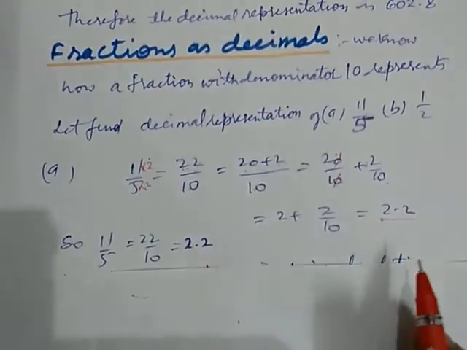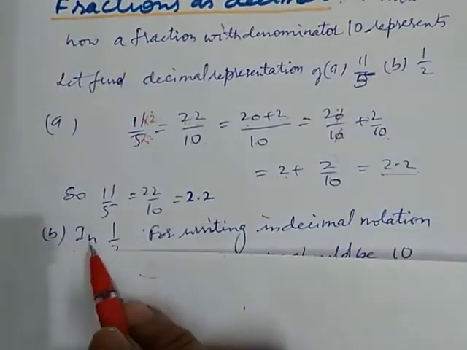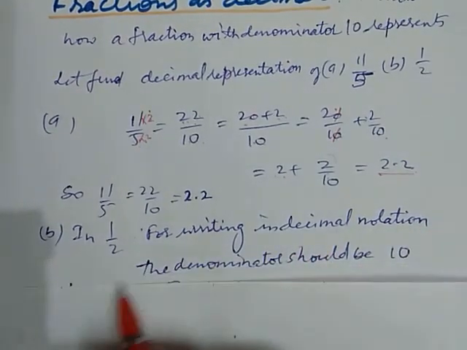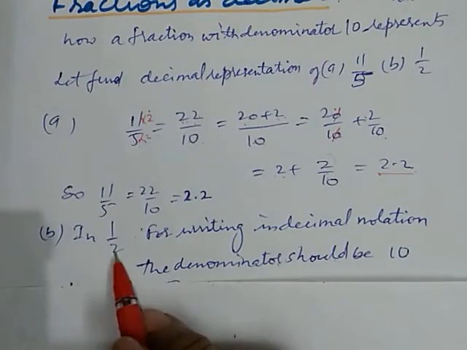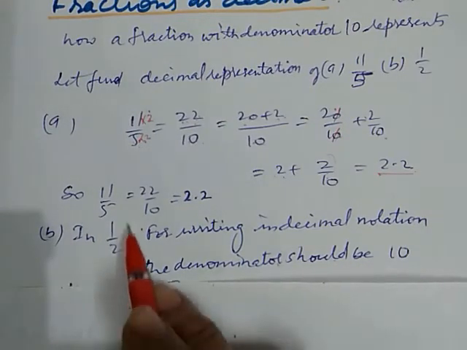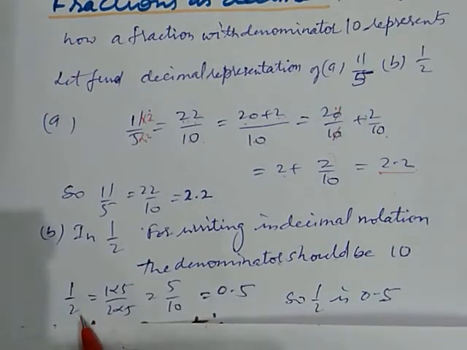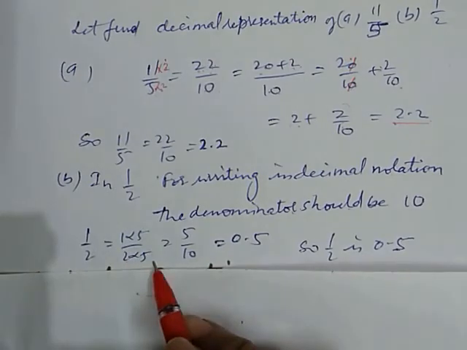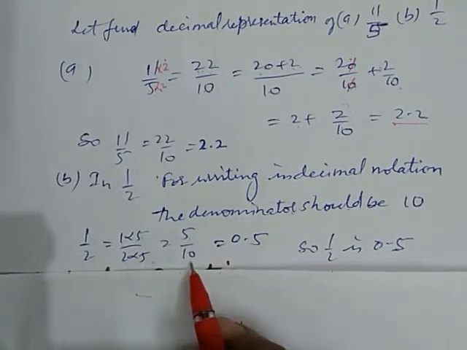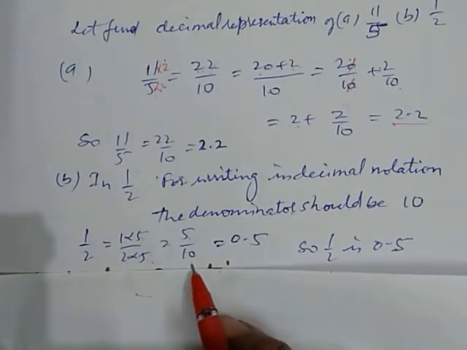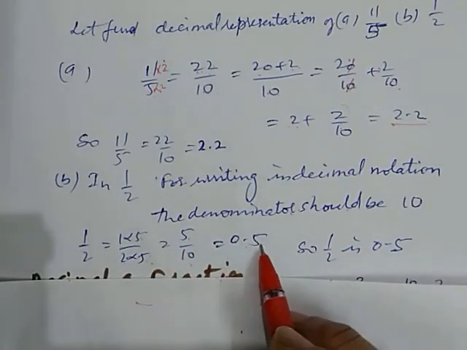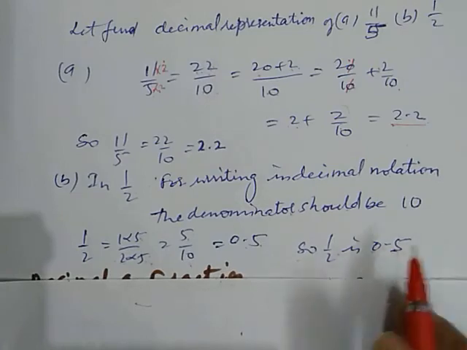Now again we take 1 by 2. For writing in decimal notation, the denominator should be 10. How do we convert this into 10? By multiplying by 5. So we multiply numerator and denominator by 5. 1 into 5 is 5, 2 into 5 is 10. So this becomes 5 tenths, so we can write it as 0.5. So half is 0.5.